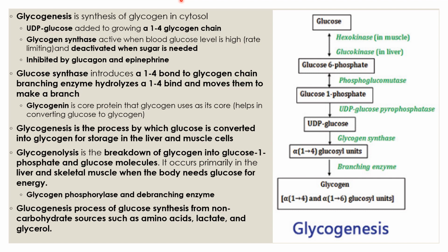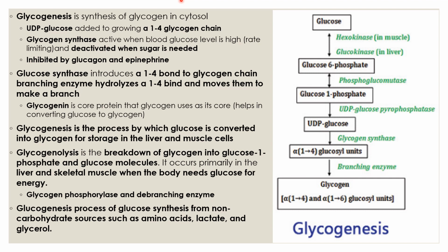Glycogenesis is the synthesis of glycogen in the cytosol. Okay, so glycogenesis is a process in which glucose is converted into glycogen for storage in the liver and muscle cells. So the way this process happens is we're also going to start with glucose.